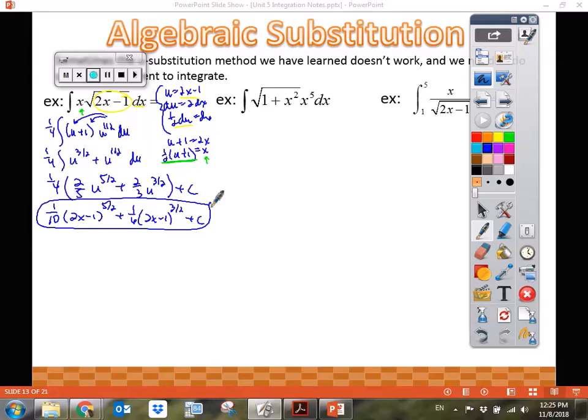Well, let's look at our next one. On this one, 1 plus x squared would be where we would go to do a u sub. So u is 1 plus x squared. So du is 2x dx, or 1/2 du equals x dx. That's my u sub part.